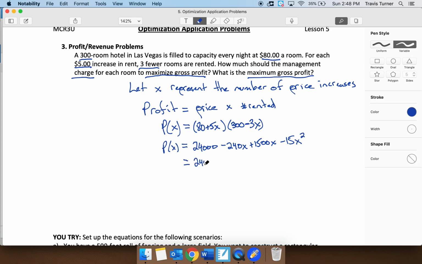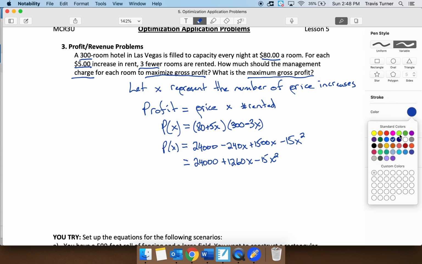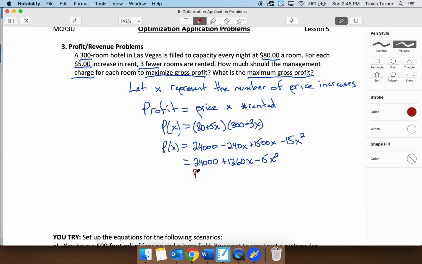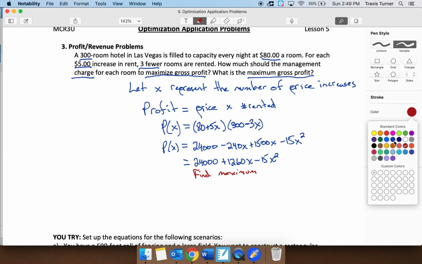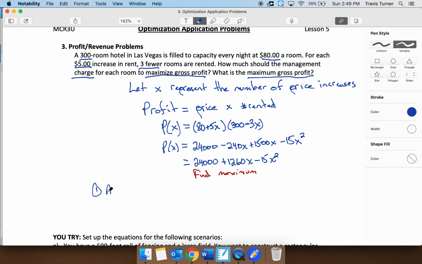Then we can just collect like terms. So I get 24,000 plus 1260x minus 15x squared. So this gives me an expression that I can now find the maximum for. So again, two options. You could either set it up so you've got your axis of symmetry or complete the square. So I'm going to do axis of symmetry, which will give me the x value.